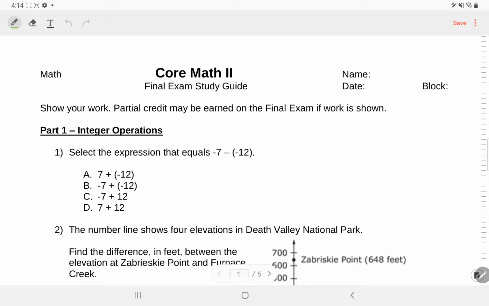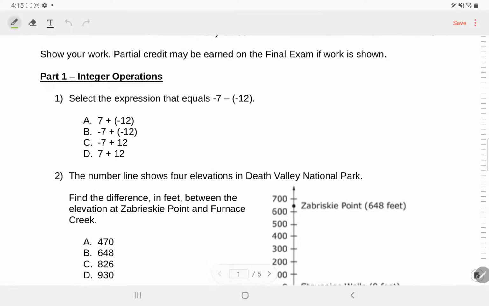Select the expression that equals x = -7 minus -12. There are multiple ways to do this problem. One way is that whenever we have a subtraction problem, we can use the add the opposite method to figure out how to write the problem. So -7, and we're adding the opposite of -12. And the opposite of -12 is +12. This method is called add the opposite. So -7 plus +12 is the same thing as -7 plus 12. Therefore, the answer is C.